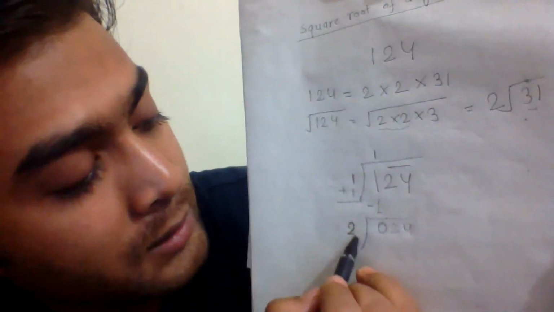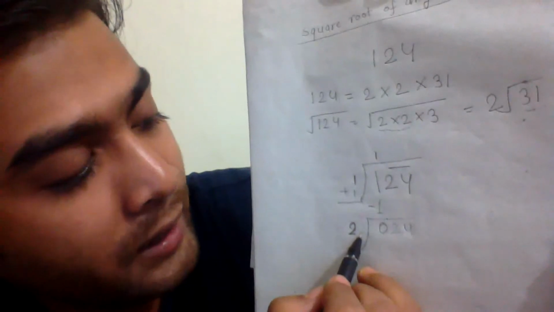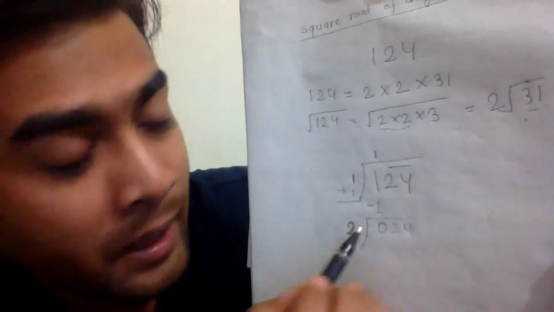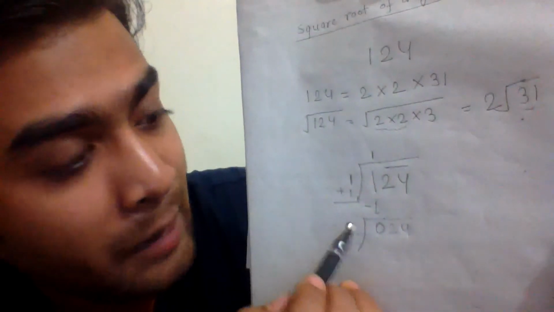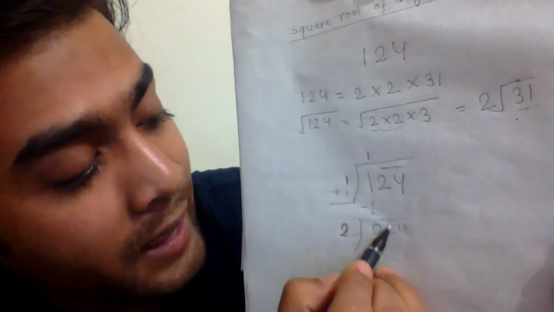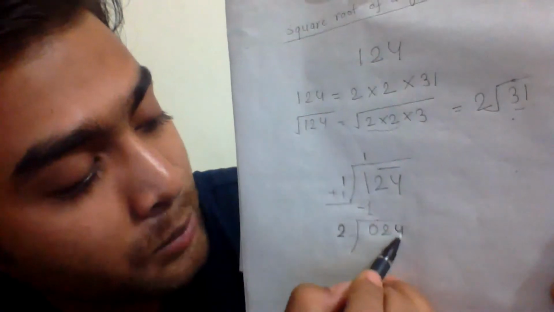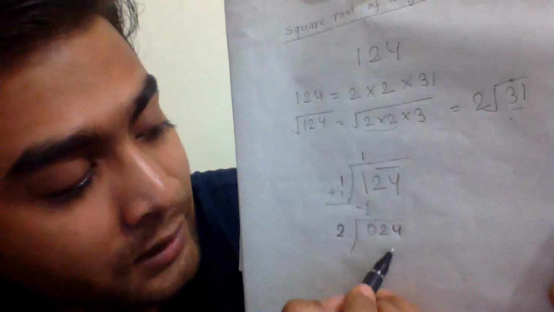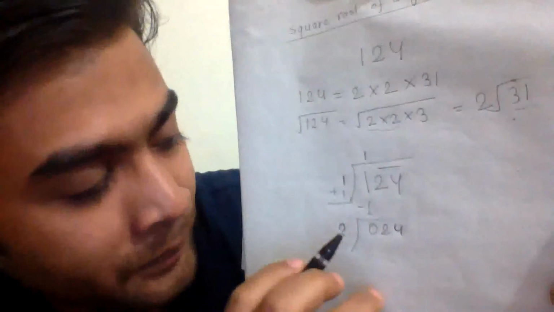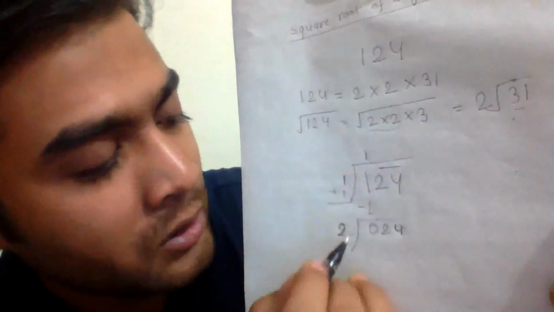Now this place is vacant, the second term is vacant. I need a number, and the whole term will be multiplied by the same number so that I get the least number to be subtracted from 24, so that I get the least remainder, or maybe 0 as a remainder. So what will be the number?